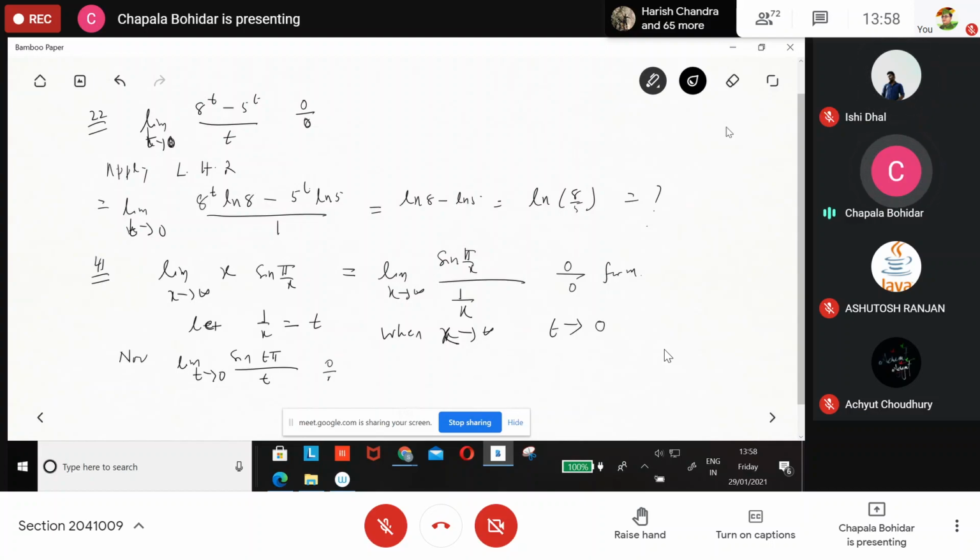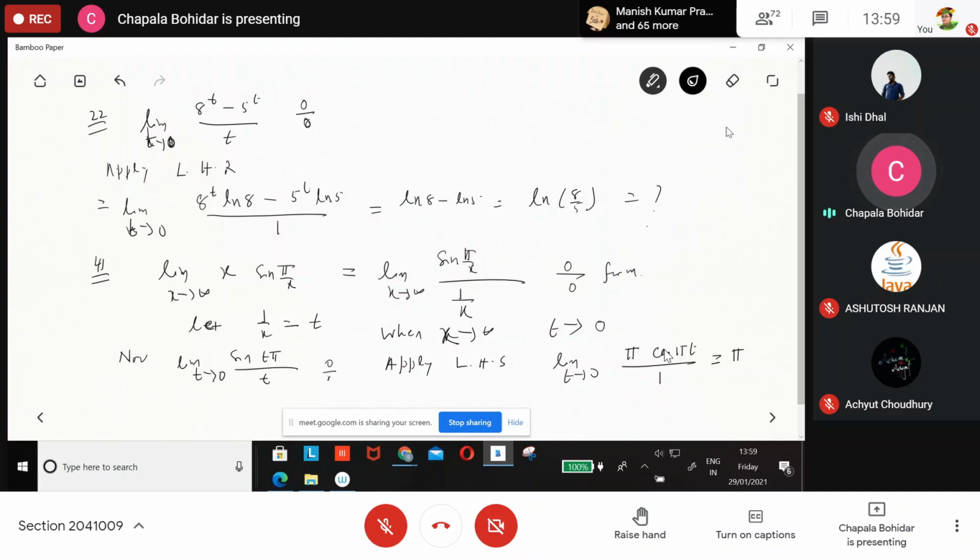So apply L'Hospital rule. We get limit t tends to 0, derivative of the numerator, pi cos pi t divided by 1. So what do you get? It is equal to pi. Clear?